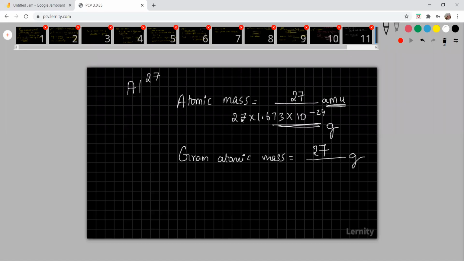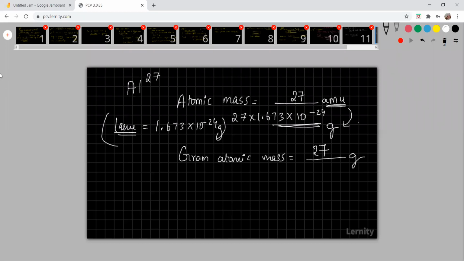We should know, to convert 27 AMU to gram, the mass of 1 AMU. That's it. Mass of 1 AMU is 1.673 into 10 power minus 24 grams. Clear? That's all. Hope you all understood.